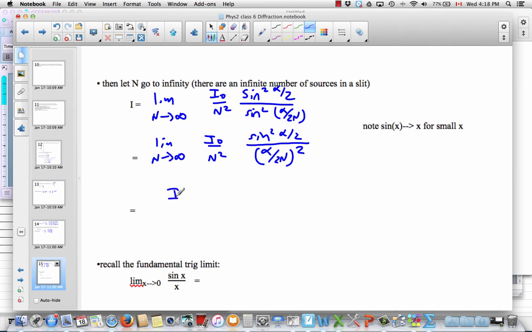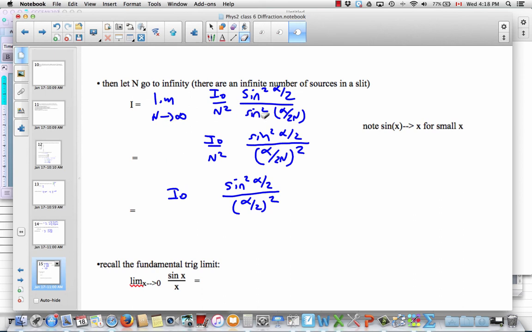And so we have just sine squared alpha over 2 over, this is going to be alpha over 2 squared. And now n's disappeared, so we no longer need to do the limit. I guess we kind of don't need that limit there because we were taking the limit of large n here to argue that sine of x was approximately equal to x. So I'm going to say that I've already taken that limit.